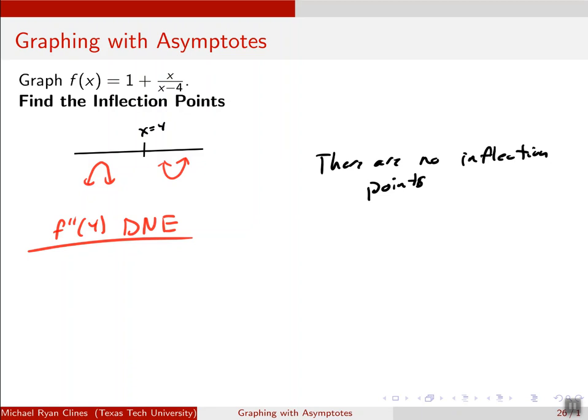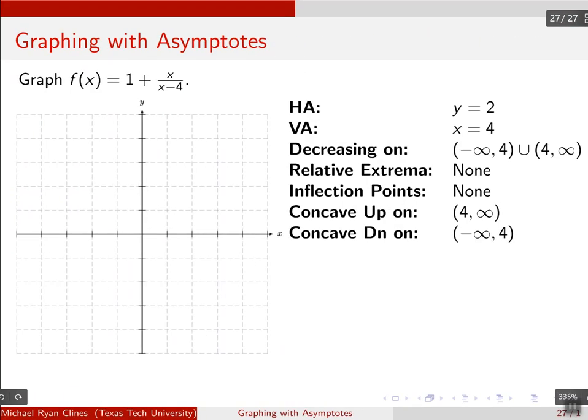Excellent. So now, let's move on to the last but probably the most important part of this. Graph this thing. Alrighty. So, it's the exact same process we have been doing, but now we just have to include horizontal and vertical asymptotes to our process. Let's just write those guys down. The vertical asymptote is at x is equal to 4.